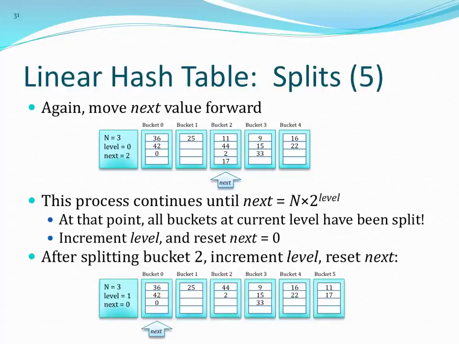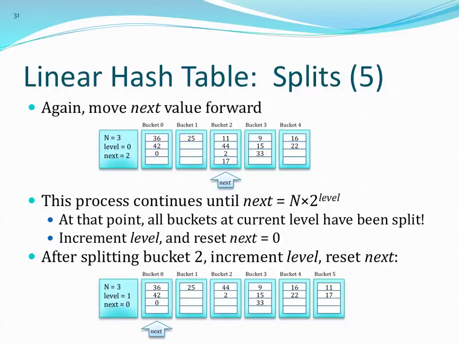So this is what we would end up after having done that. We've split bucket 2 into buckets 2 and 5. Again, doing modulo 6, you can see where values would end up. So 11 modulo 6 is going to be 5, so that would move. 44 modulo 6 is 2, so that would stay. And 2 modulo 6 is obviously 2, so that would stay. And 17 modulo 6 is 5, so that would go. So we end up with the splits that we have there.